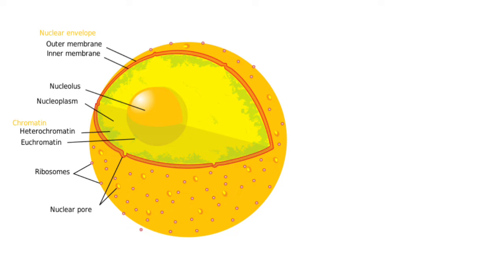The outer membrane usually remains continuous with the endoplasmic reticulum and also bears ribosomes on it. At a number of places the nuclear envelope is interrupted by minute pores, which are formed by the fusion of its two membranes. These nuclear pores are the passages through which movement of RNA and protein molecules takes place in both directions between the nucleus and the cytoplasm.